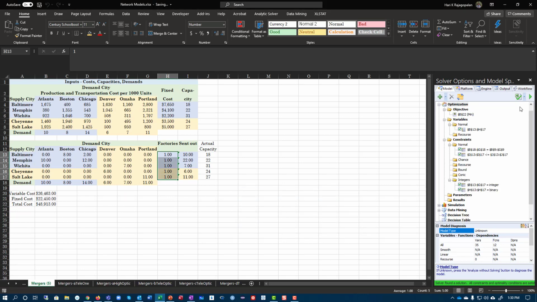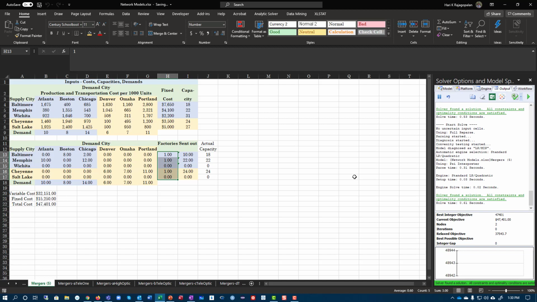And if you rerun the model right now, it'll say go ahead and shut down Wichita and shut down Salt Lake, and you'll save some money. How much money? Well, from 48 to about 47, that will come to about $1 million there, right? If this is in thousands of dollars, you're actually saving about $1.5 million. Okay, so you see now how you can actually model mergers and which factories to shut down using this approach.